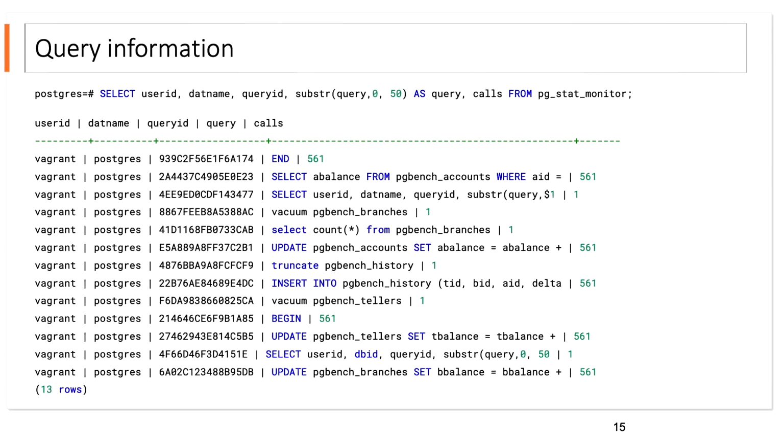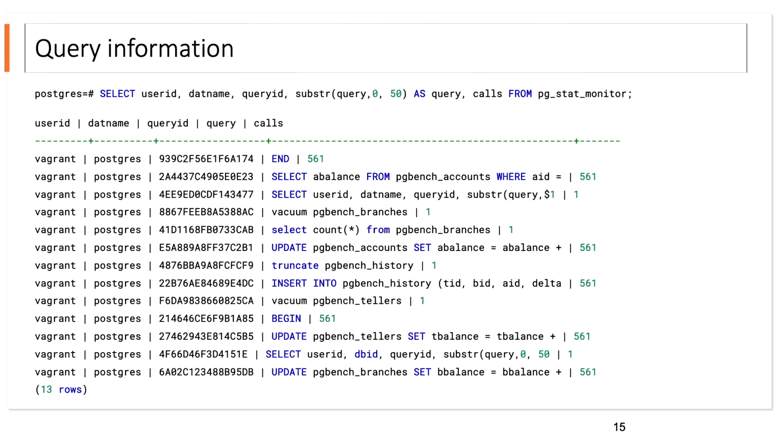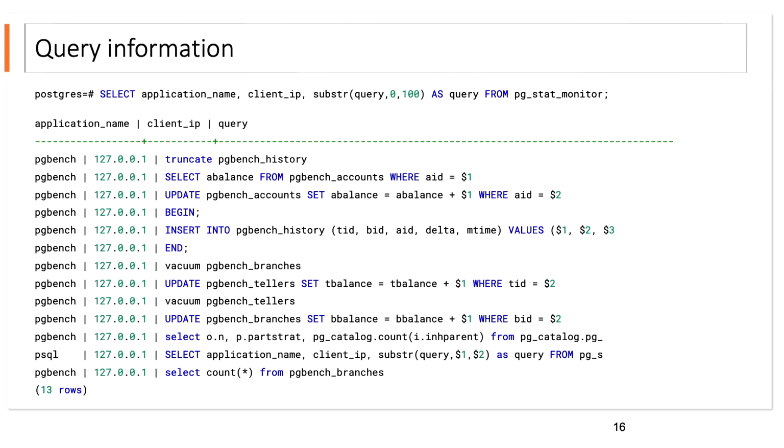So query information is the same as PGStat statement. Here you have a user ID, dat name, query ID, query, and calls. So you can see all the queries here. It's almost the same as PGStat statement, just almost the same thing. But here is some information I want to show. If you see this one and this one, there is some difference. I will show you in the next slide.